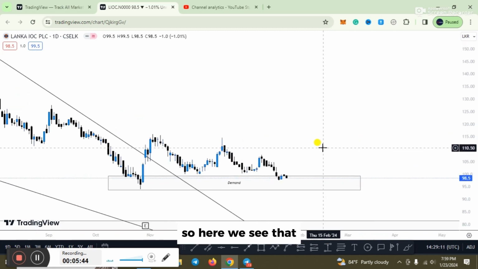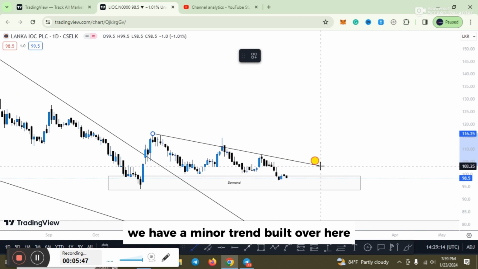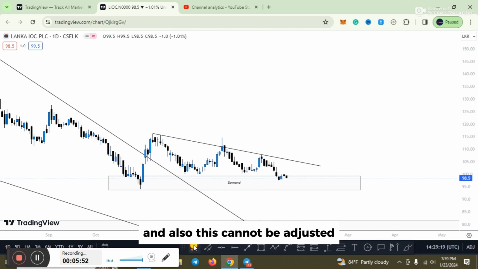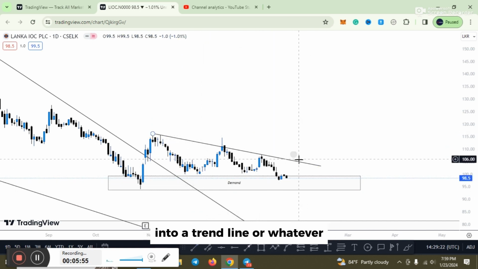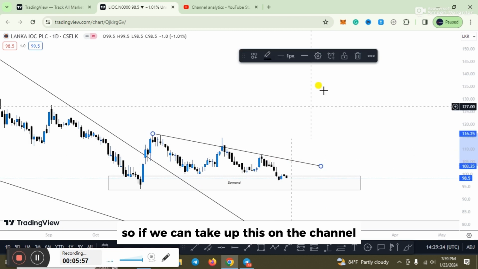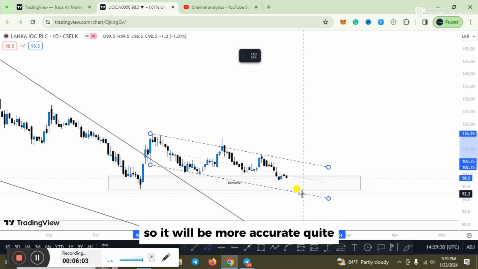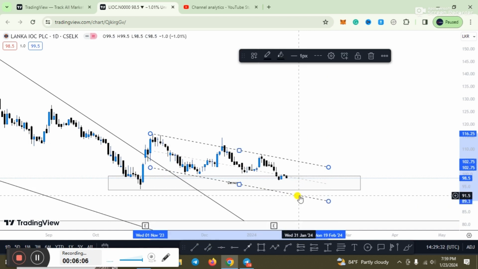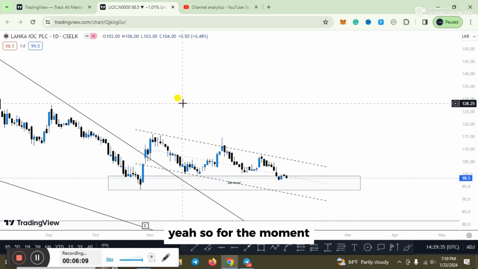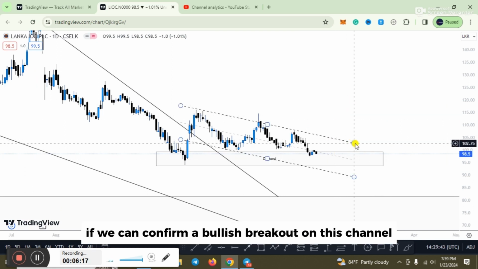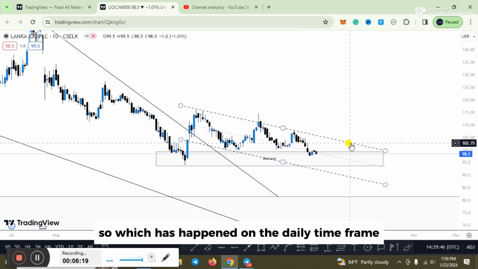Here we see that we have a minor trend built over here, and this cannot be adjusted into a trend line or whatever. If we take this under a channel, it will be more accurate, right? Yeah, so for the moment we can see that we have a channel in play, and we can confirm a bullish breakout on this channel, which has happened on the daily time frame.